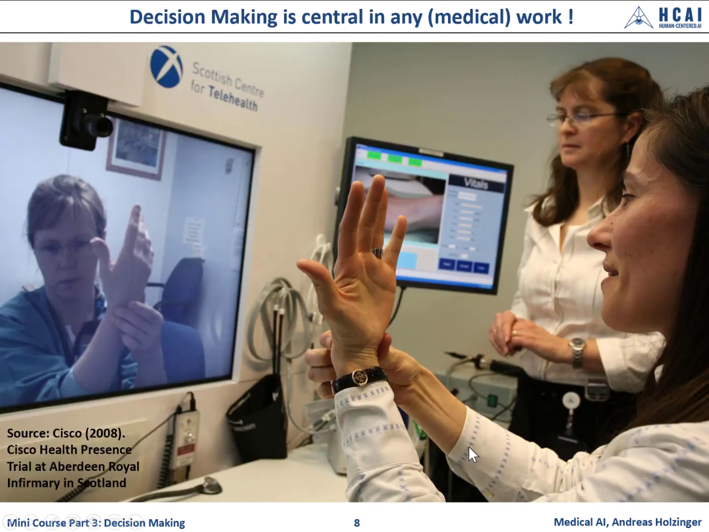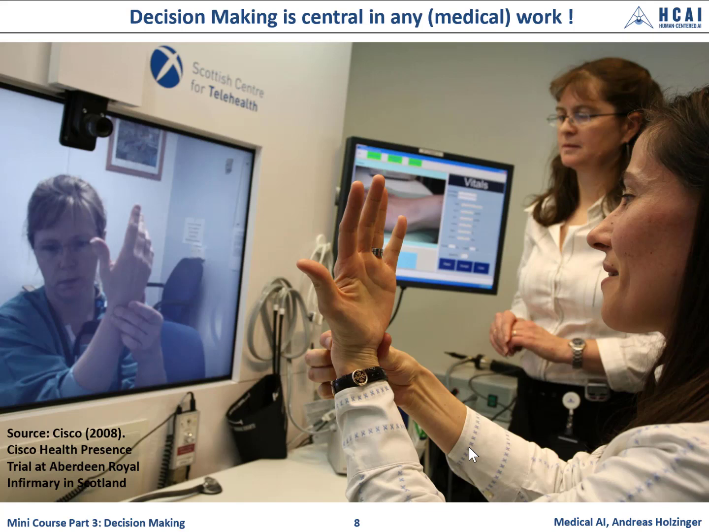So decision making in German, Entscheidung. Decision, Entscheidung. This is a cognitive process resulting in the selection of the best of several alternatives. Every decision-making process produces a final choice, and the output can then be an action or an opinion.